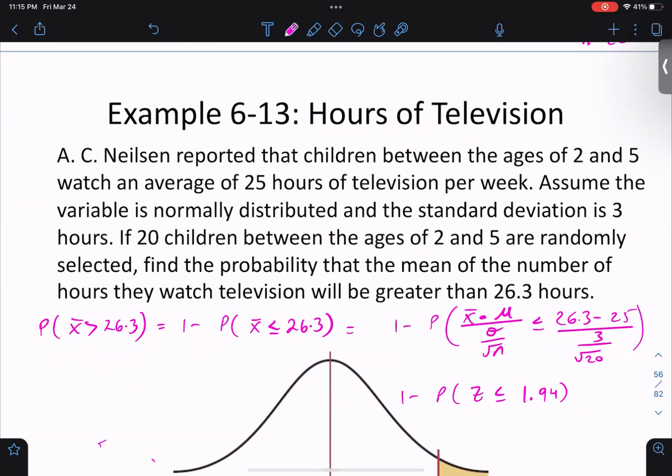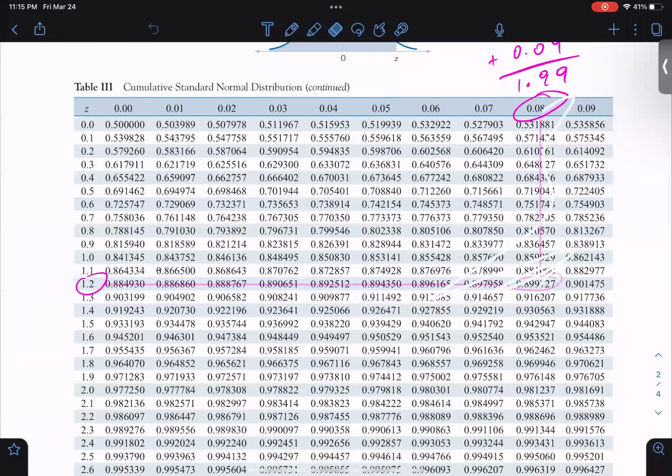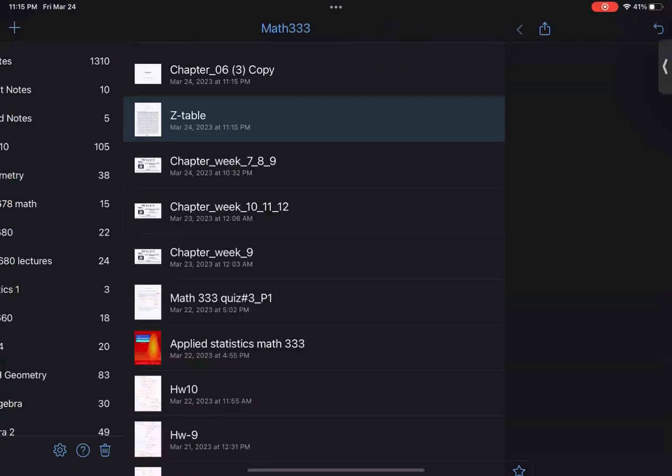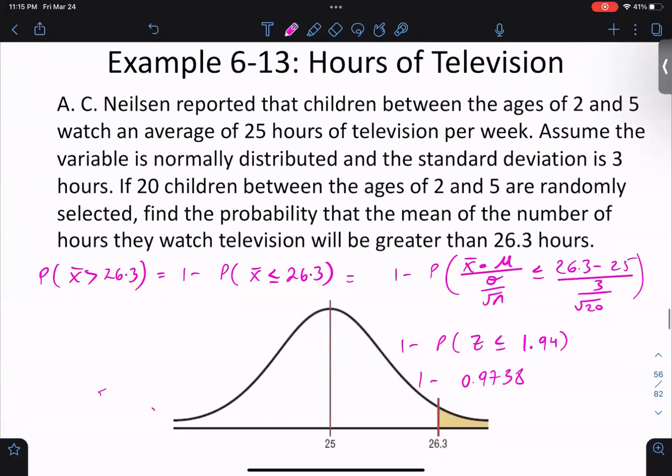1.94. So we need to look for this value and subtract it from 1. What is the probability of Z less than 1.94? Let's look at the table, 1.94, and then we're done. Here, 1.94, 0.9738. You look for that value, 1 minus 0.9738. It's going to be small, so 0.0262, or 2.62%. So that's the answer.